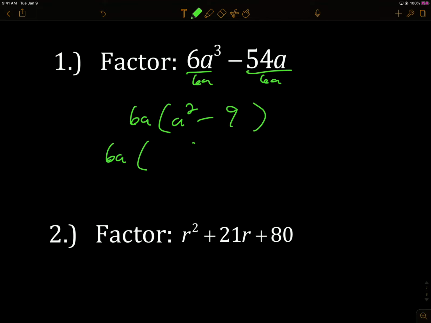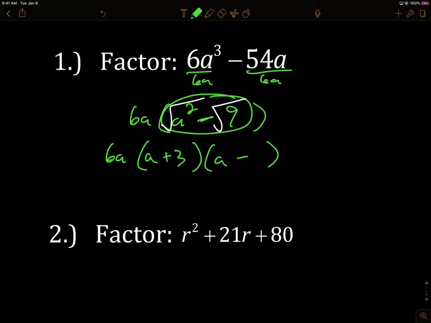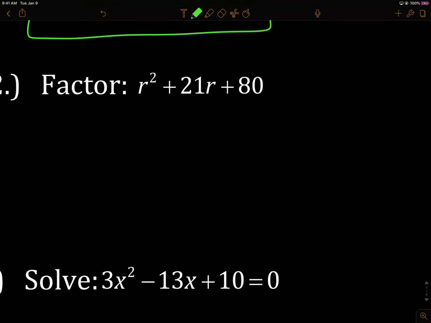I keep track of the 6a, but a squared minus 9, that's a difference because of the subtraction, difference of two squares. So remember, if I square root the first one and I square root the second one, that'll get me my parts here. I know I have plus and minus. Square root of a squared is a and a. Square root of 9 is 3 and 3. Factored.